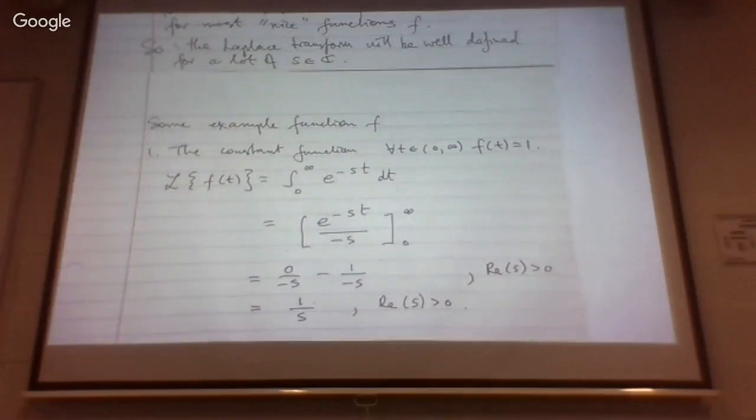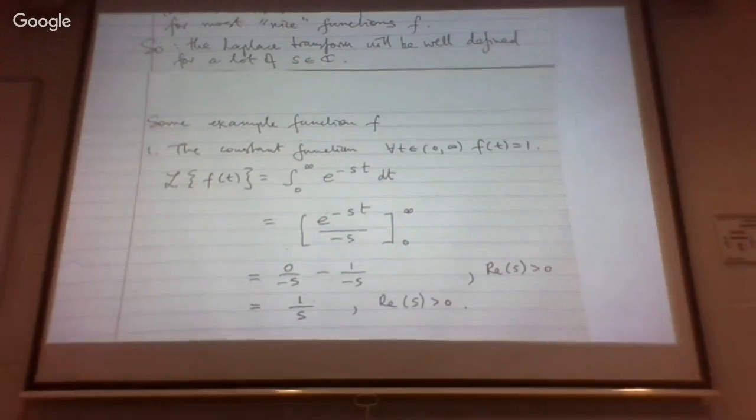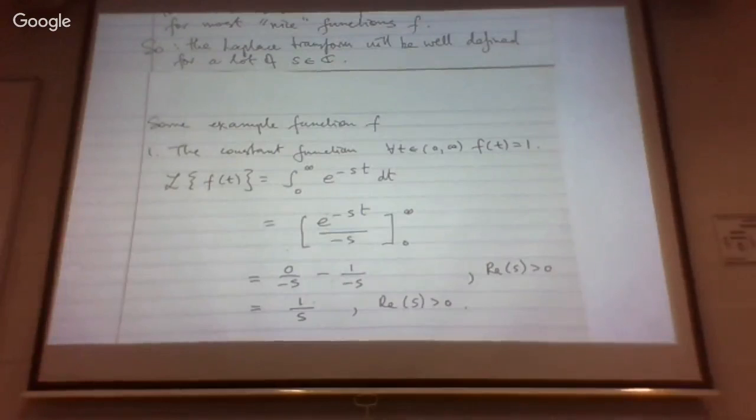If the real part of s is not bigger than 0, the Laplace transform isn't defined. Okay, so it gives us a new function, 1 over s, which is defined on the right-hand half plane, every complex number with real part bigger than 0.